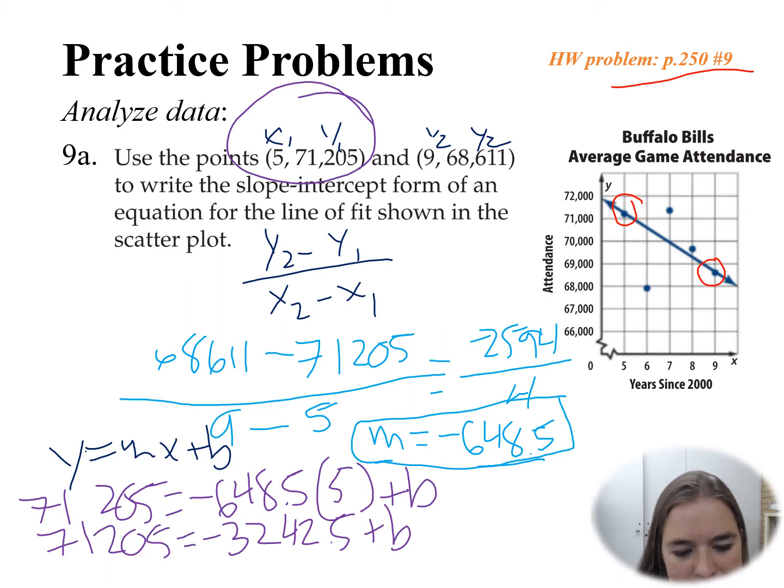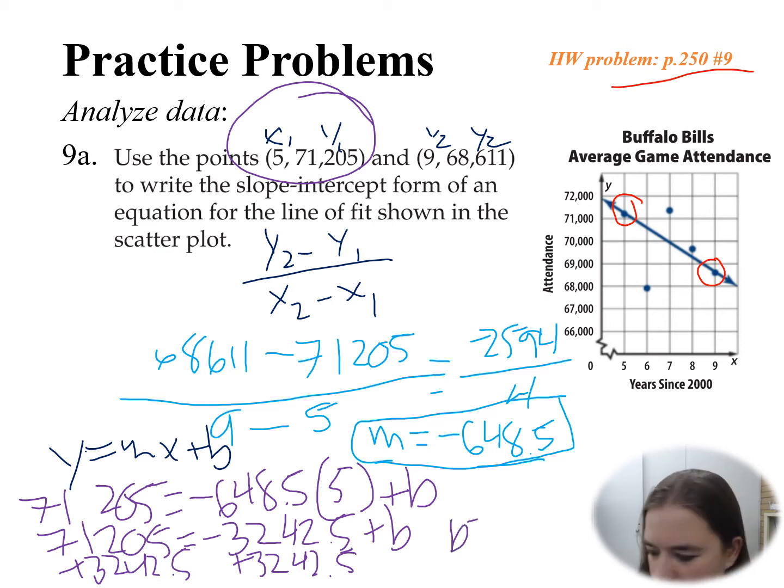Last step is I need to add 3,242.5 to both sides, and I find that my b value is 74,447.5.